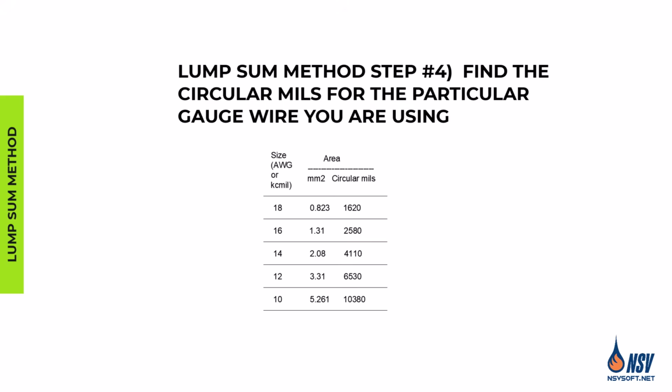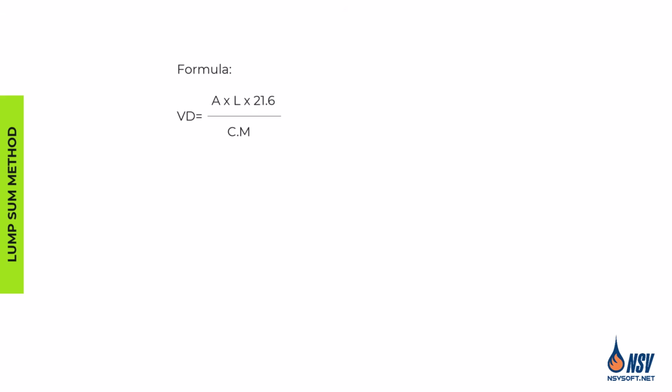Step number 4. Find the circular mills for the particular gauge wire you are using. This can be found in the National Electrical Code, NEC, Chapter 9, Table 8. 14 AWG equals 4,110. 12 AWG equals 6,530. This will represent Cm in the formula. This formula calculates the total voltage drop, Vd, by multiplying the total current, A, by the circuit length, L, and the copper resistivity constant, 21.6, then dividing by the conductor's size in circular mills, Cm.